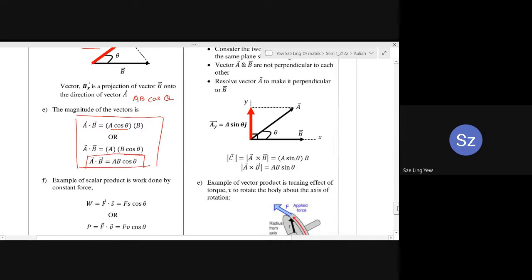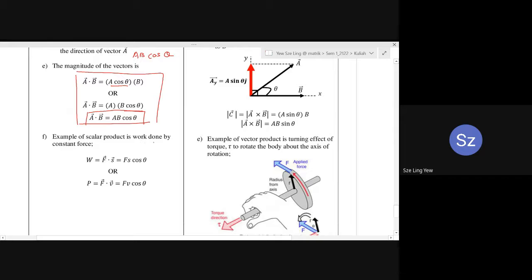One example is the work done by a constant force. This is the equation that you're going to see in chapter 5. So W equals F dot S, which equals Fs cos theta. Power equals F dot V, so FV cos theta. Whenever you have a dot product, you are going to change it into a cos theta function.